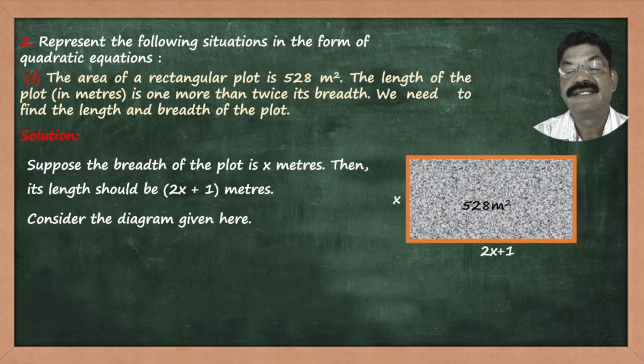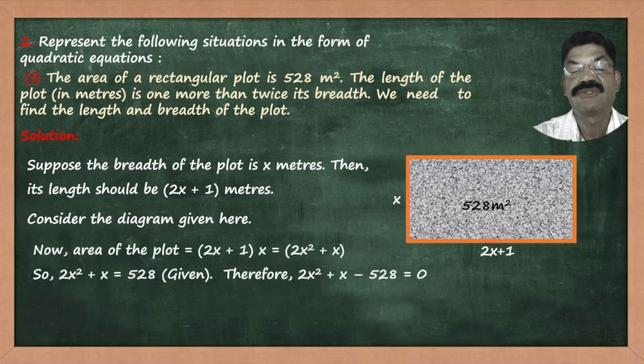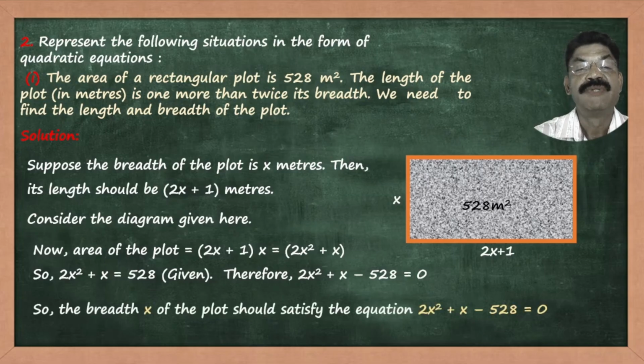Similar diagram, x is the breadth, 2x plus 1 is the length, therefore the area of the rectangle is x into 2x plus 1. But we are given area is equal to 528 meters square, so I equate it to 528. So 2x square plus x equal to 528, or 2x square plus x minus 528 is equal to 0. So the breadth x should satisfy the equation 2x square plus x minus 528 is equal to 0. So we represented the given situation in the form of a quadratic equation.